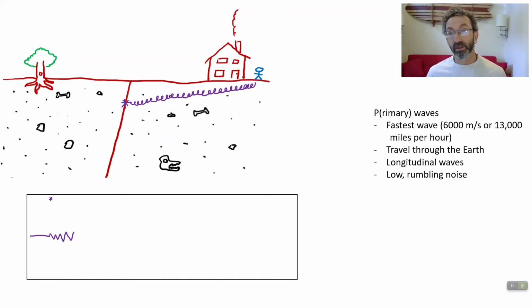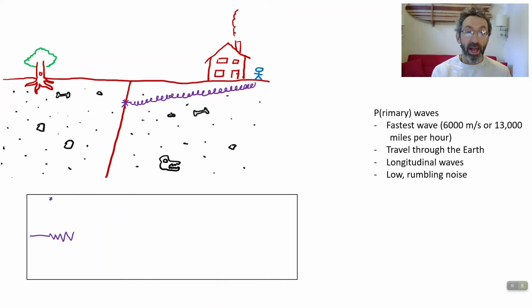In fact, they travel around 6,000 meters per second. Just to give you an idea of what that is in miles per hour, that's about 13,000 miles per hour. So very, very fast. One of the reasons why they travel so quickly is that they travel through the earth, so they're transmitted very efficiently.